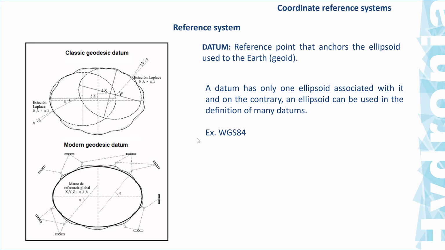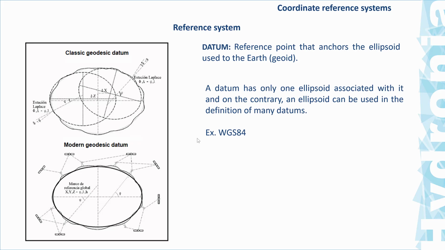because they will reflect the elevation of the surface that you will be working on. So the datum is a reference point that anchors or links the ellipsoid used to the Earth's geoid. So it's a kind of zero from which you measure the elevation in the Earth for a given projection.